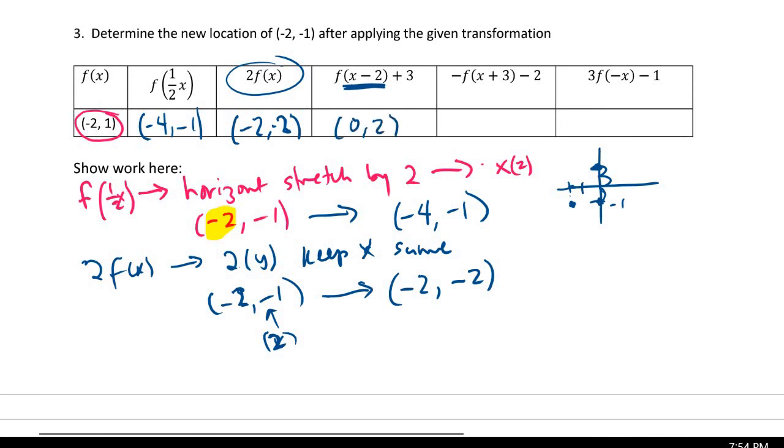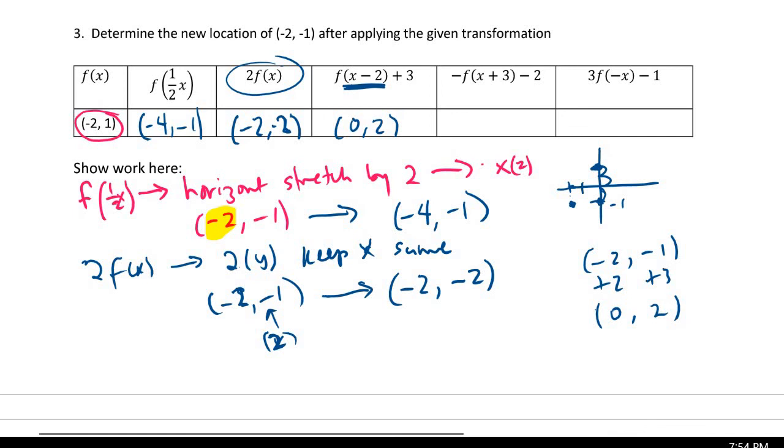But if you think of it like adding something to x, you could also get the same answer by adding 2 to x. So this is -2, -1. If I add 2 to x, that will be 0. And then add 3 to y, and that will give you 2. We got to the same answer, 0, 2.